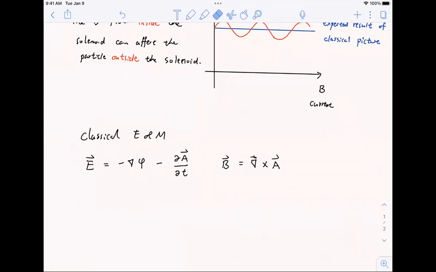Okay, so if you have a change, this potential, this potential are not measurable and not unique. So you are not supposed to have any effects that are directly related to this. Only E and B are measurable.